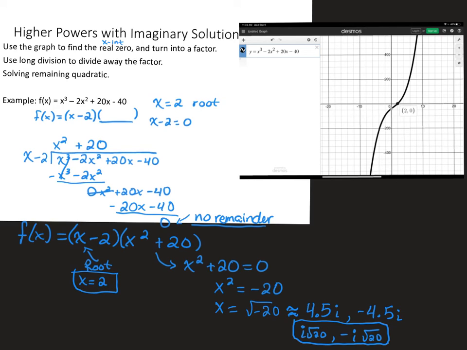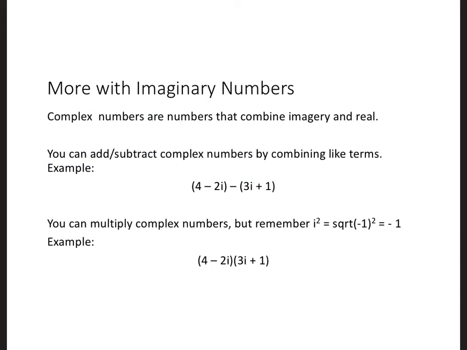Anytime you have a polynomial, the degree will always match the number of roots. So here we have a cubic, and the cubic will have 3 roots. Not all of them will be real, right? Some of them will be real and cross the x-axis, and some of them will be imaginary roots where it does not cross the x-axis. The last thing that we'll cover in this video is just some operations with these imaginary numbers.